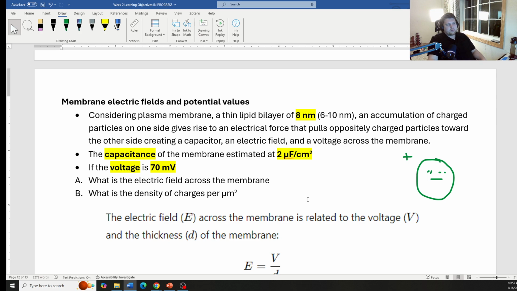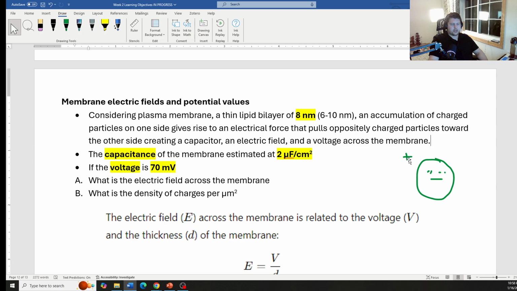So considering the plasma membrane, a thin lipid bilayer of 8 nanometers, an accumulation of charged particles on one side gives rise to an electrical force that pulls oppositely charged particles towards the other side, creating a capacitor, an electric field, and a voltage across the membrane. All of this just boils down to, hey, there's positive stuff on the outside, negative stuff on the inside. Because of that, there's a difference in charge, so you get a voltage.